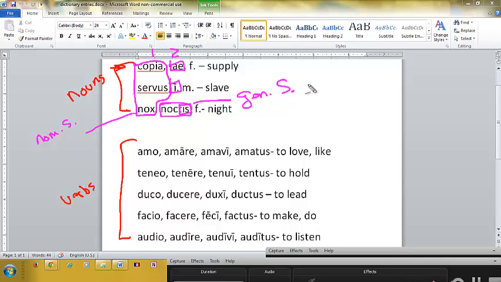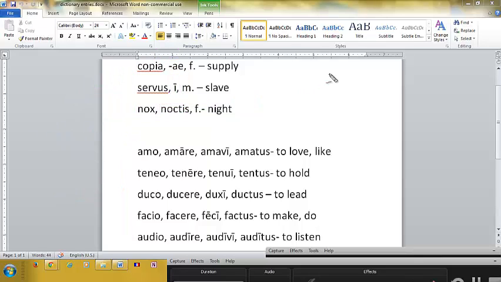Different endings tell you different things. If you look at these, the AE is telling you that this is first declension, and the first declension uses the letter A, obviously. The next one, with the I, this is second declension, and the one with the IS, this is third declension. So that's what all of these are telling you, and each declension uses its own endings.